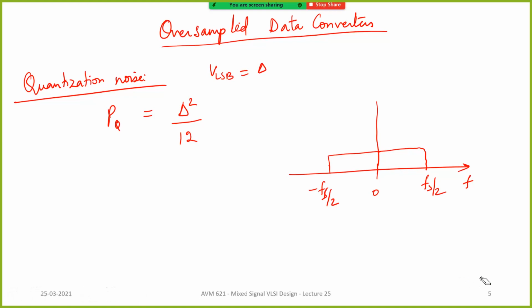How will we find the amplitude? 1 by Fs. Why 1 by Fs? This is not PDF, this is the power spectral density. This is the quantization noise power spectral density. Right.